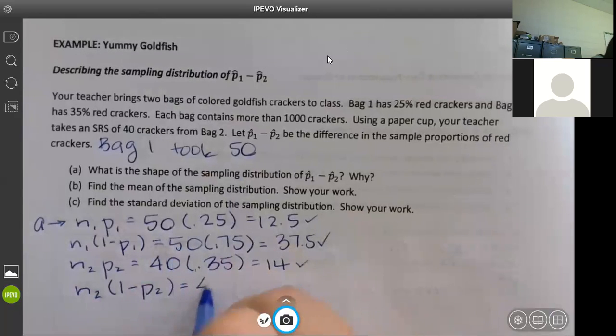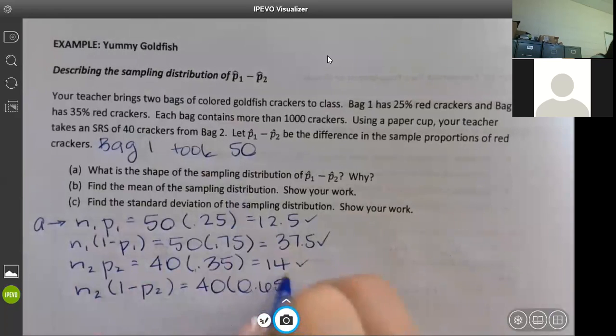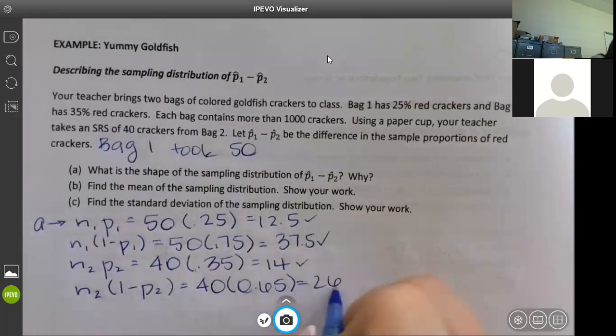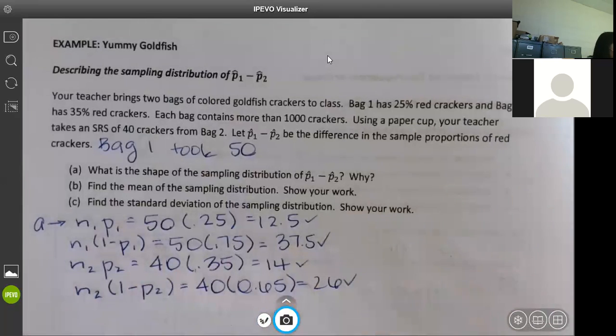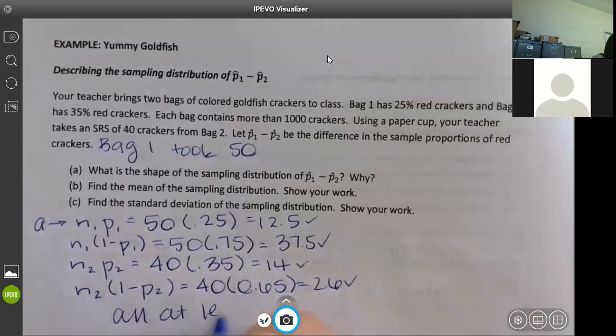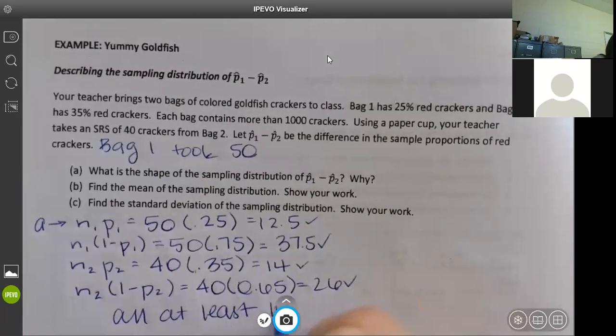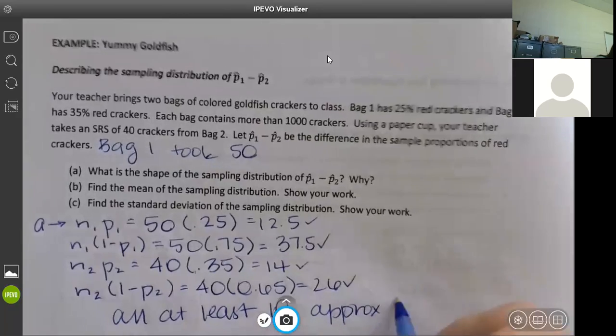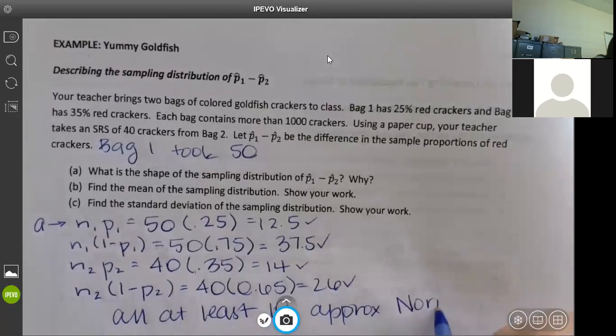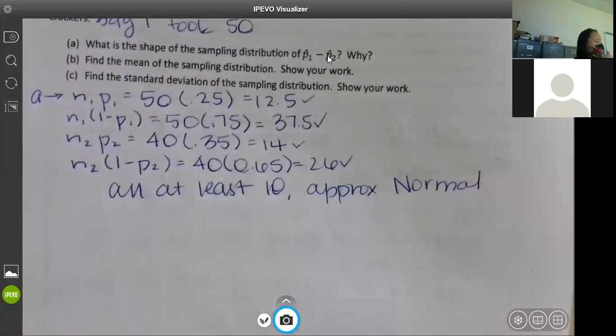N2, 1 minus P2, we have 40 and 0.65, which gives us 26. So if they're all greater than 10, it is approximately normal. And again, we already know this test. We're just doing 2 proportions instead of 1.